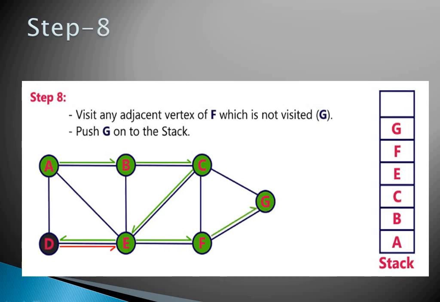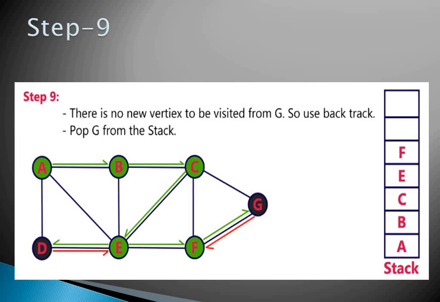Now the next one: from F you have to check for any non-visited vertex. From F there is one non-visited vertex, which is G. So visit any adjacent vertex of F which is non-visited, that is G here. So push G onto the stack. So we are adding this vertex into the stack, right? Next step. There is no new vertex to be visited from G, right?